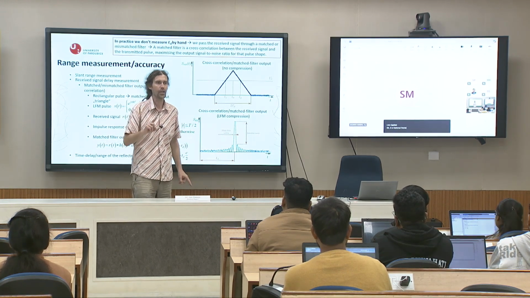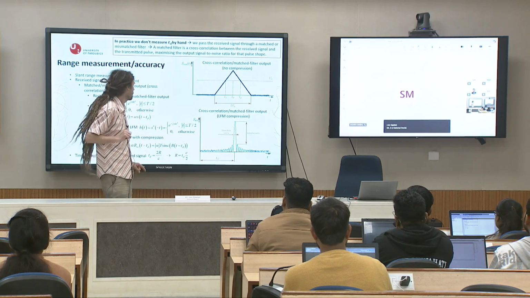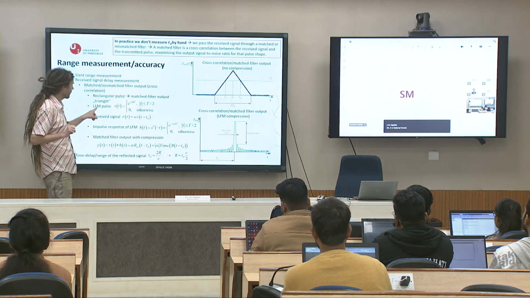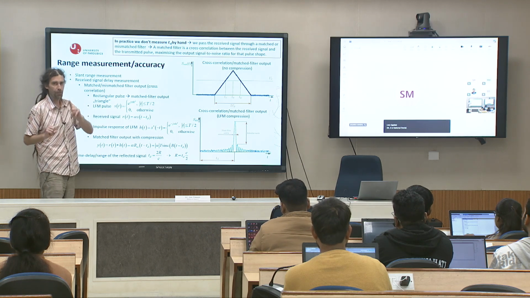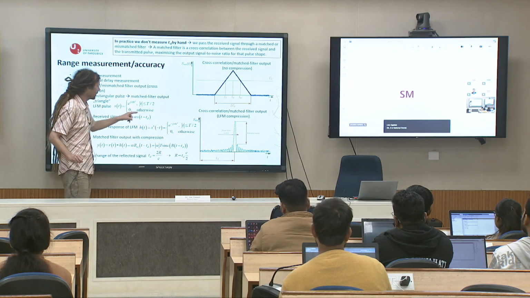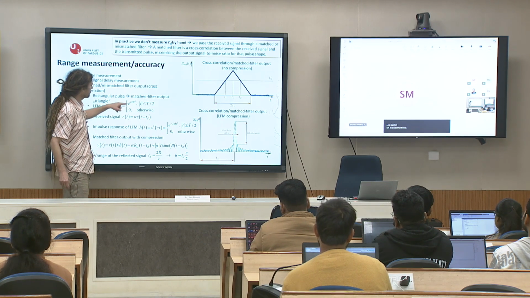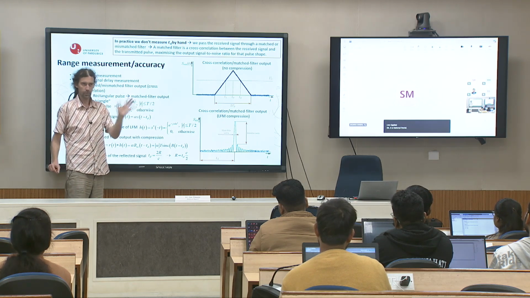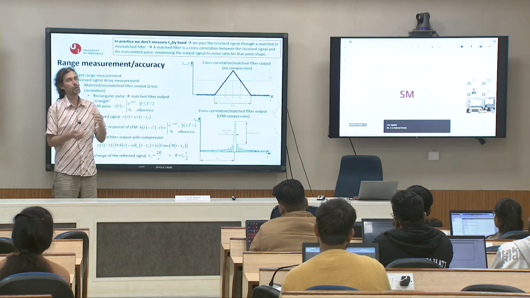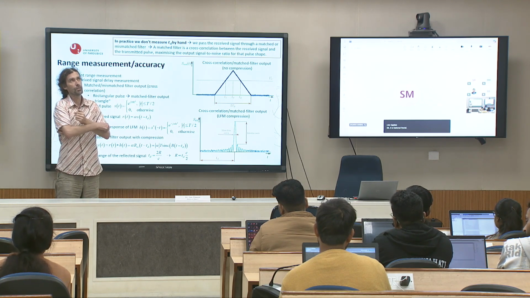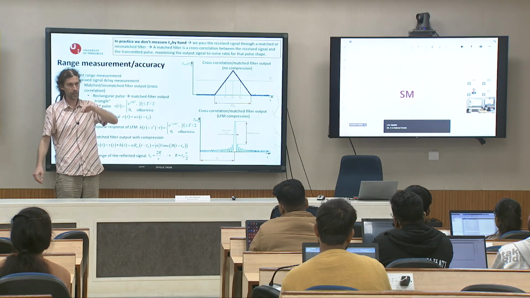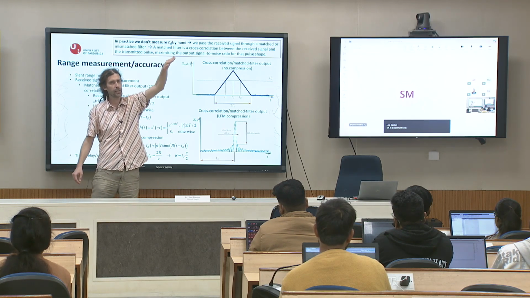But now I don't use a rectangular pulse, I use an LFM pulse, a linear frequency modulated pulse. And the definition of this pulse in time is this one. It is exponential of j pi k t squared for the time duration of the pulse. If you visualize the instantaneous frequency, it will be a linear increase of frequency.